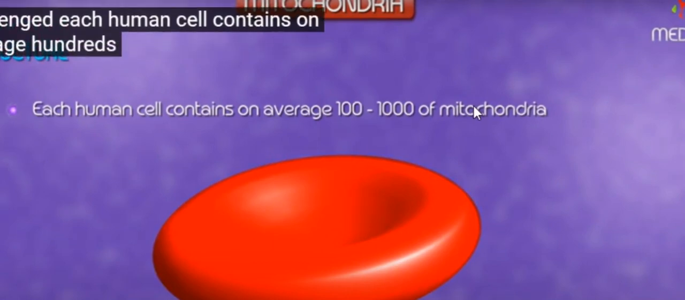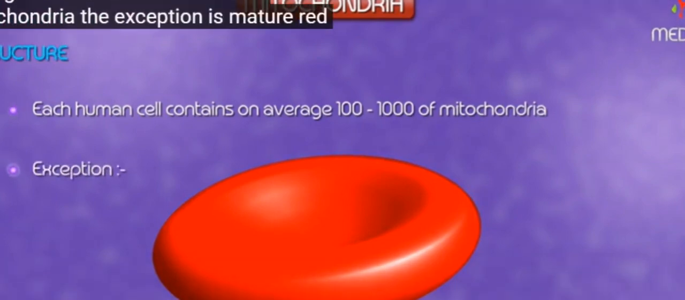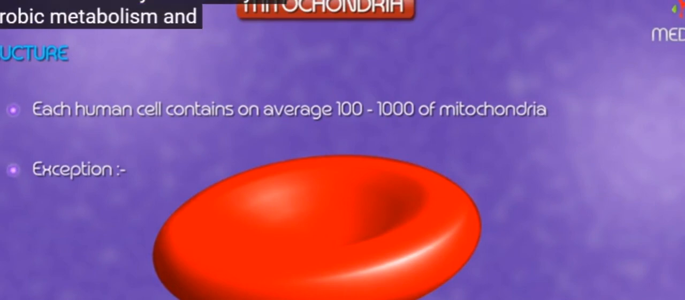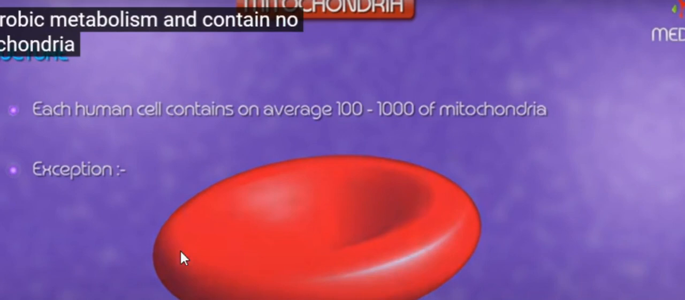Mitochondria number on average in the hundreds to thousands per cell. The exception is mature red blood cells, which rely exclusively on anaerobic metabolism and contain no mitochondria. Generally, at the initial stage, red blood cells contain 100 to 1000 mitochondria. But at the mature stage, the RBC start to lose all their organelles.